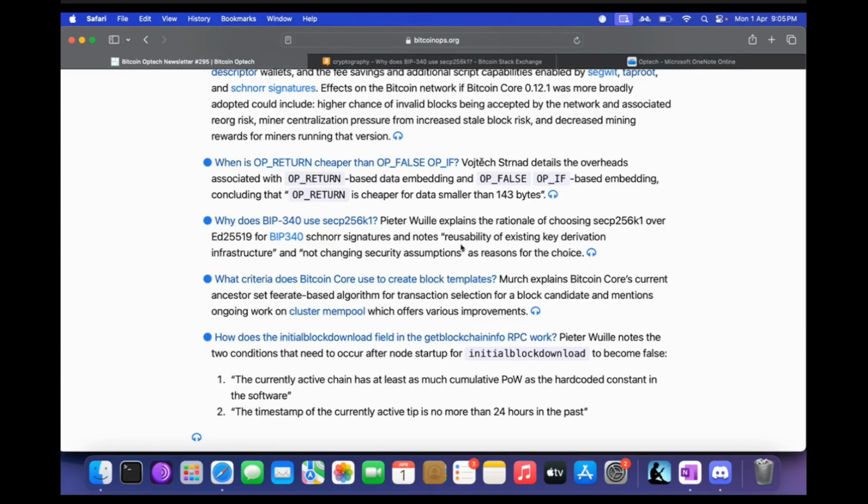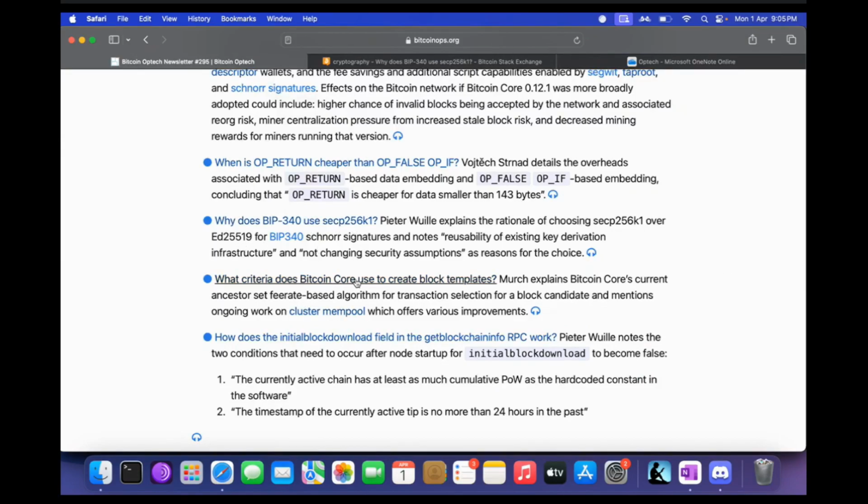Another reason is reusability of existing key derivation infrastructure. You don't go and build another key derivation infrastructure. You stick to the current one, and you are also not changing security assumptions, because it was tried and tested on the Bitcoin blockchain to be robust. So there was no need to shift to another key derivation scheme or to another curve, and that is why even though Schnorr signatures are completely independent of ECDSA, they use the same elliptic curve.